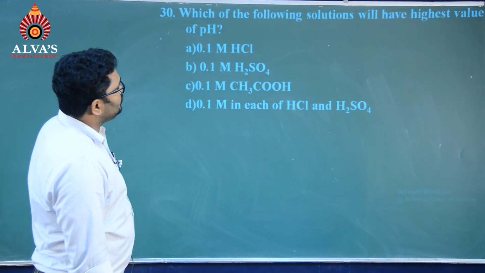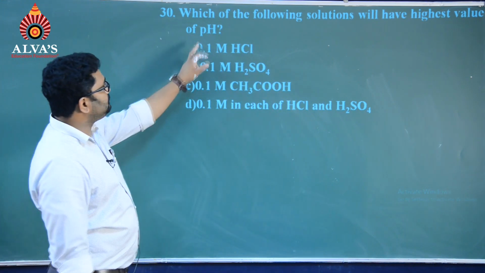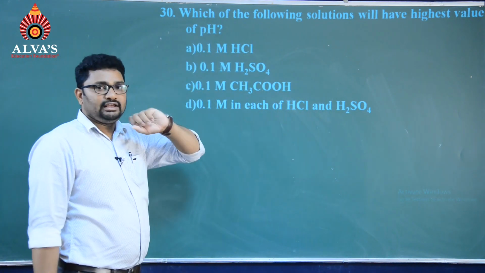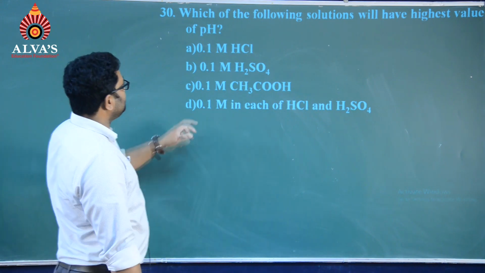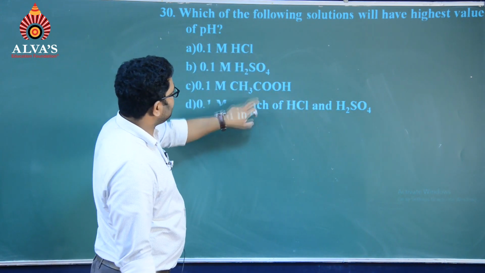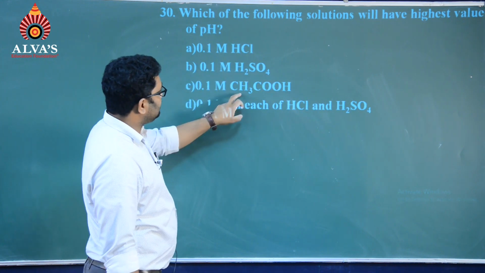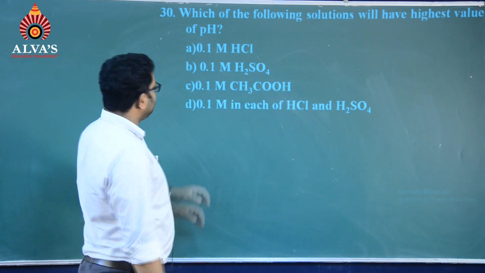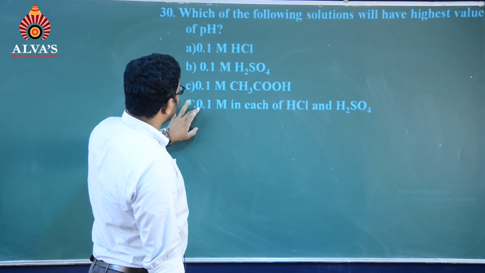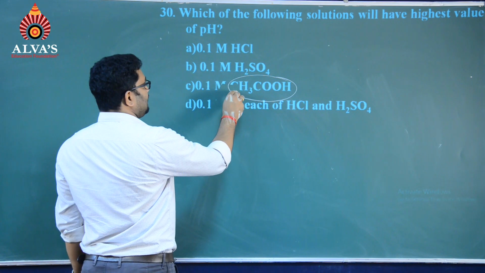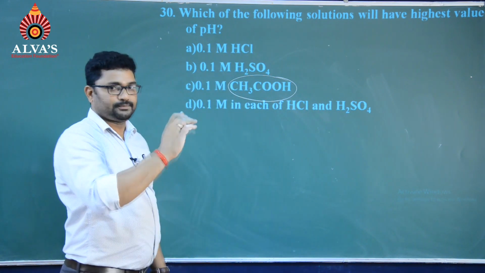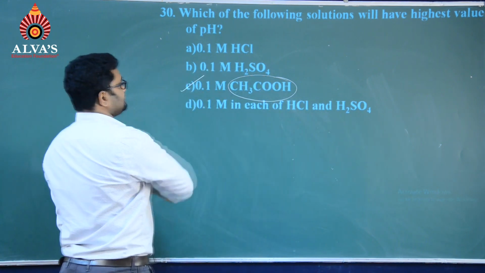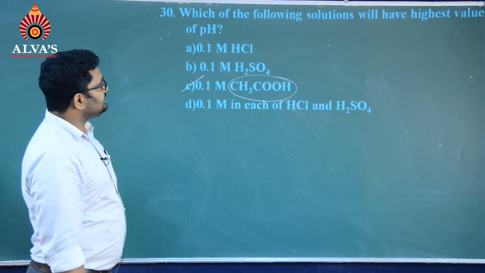Next question. Question number 30. Which of the following solutions will have highest value of pH? Now highest value of pH means it should be having lower acidity. Now we have HCl, sulfuric acid, these two are mineral acids, and carboxylic acid. Carboxylic acids are weaker acids than mineral acids. Now all of them were 0.1 molar, hence weak acid will have more pH, that is carboxylic acid, acetic acid. Option for 30th question is C.